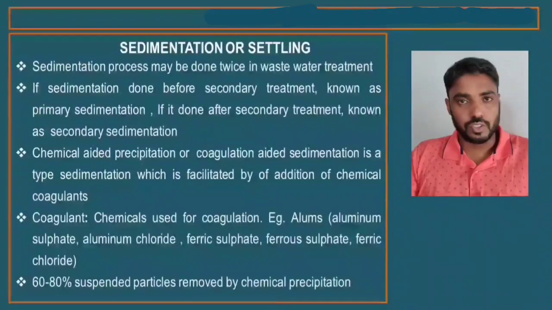And the commonly used coagulants are the salts of aluminum, like aluminum sulfate and aluminum chloride, and salts of iron, like ferric sulfate, ferrous sulfate, and ferric chloride, which are commonly used for coagulation in wastewater treatment. And after this chemical aided sedimentation, about 60 to 80% of suspended particles will be removed.